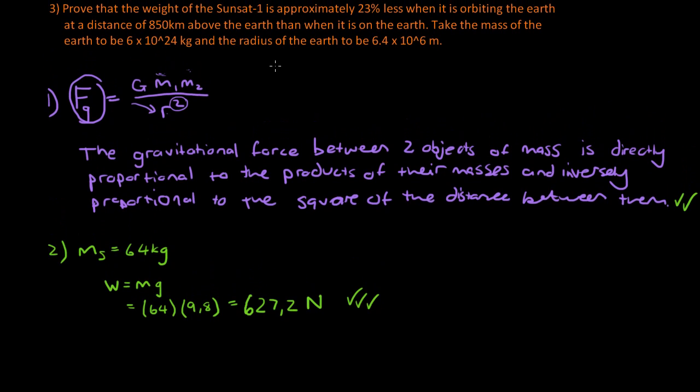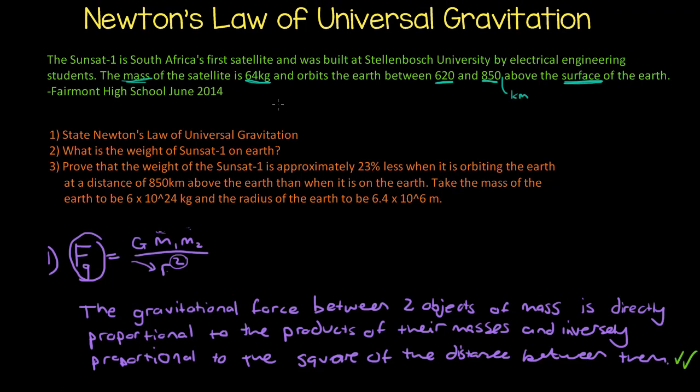Let's just scroll up a bit. There you go. Prove that the weight of the Sunsat 1 is approximately 23% less when it is orbiting the Earth at a distance of 850 kilometers above the Earth than when it is on the Earth. Take the mass of the Earth to be 6 times 10 to the power 24 kilograms. That's what that little copy means. So that's really heavy. And the radius of the Earth to be 6.4 times 10 to the 6 meters, right?